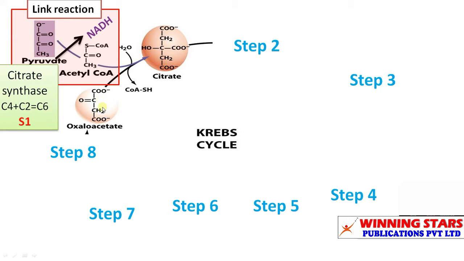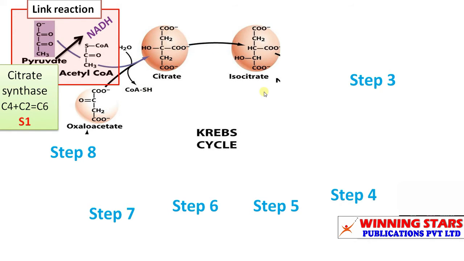So in the first step, oxaloacetate, which is a 4-carbon compound, combines with acetyl coenzyme A, which is a 2-carbon compound, forming citric acid, which is a 6-carbon compound. And the reaction is condensation reaction.